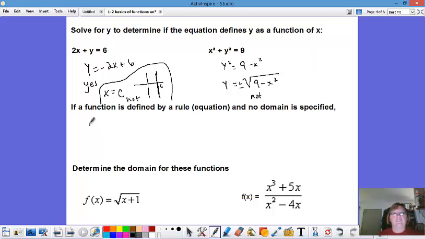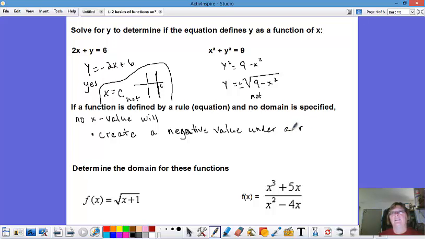All right, since we are talking functions today, and since function has a very specific definition, if we have a function that's defined by some equation and the writer did not specify a domain, then you have to check to make sure that no x value will, and there are two things to look for, create a negative value under a radical, actually an even indexed radical, like a fourth root or a sixth root or a square root. Okay? Can't have a negative value under an even radical. And you also can't have x values that will create 0 in the denominator of a fraction.